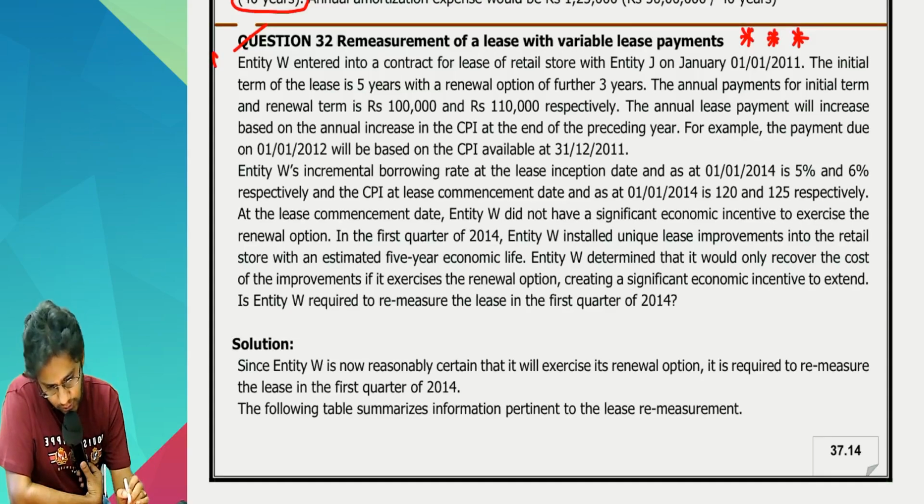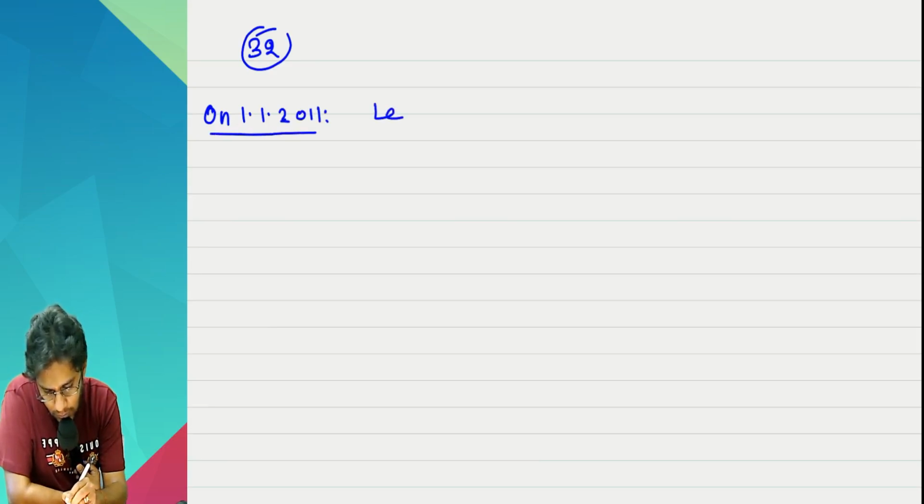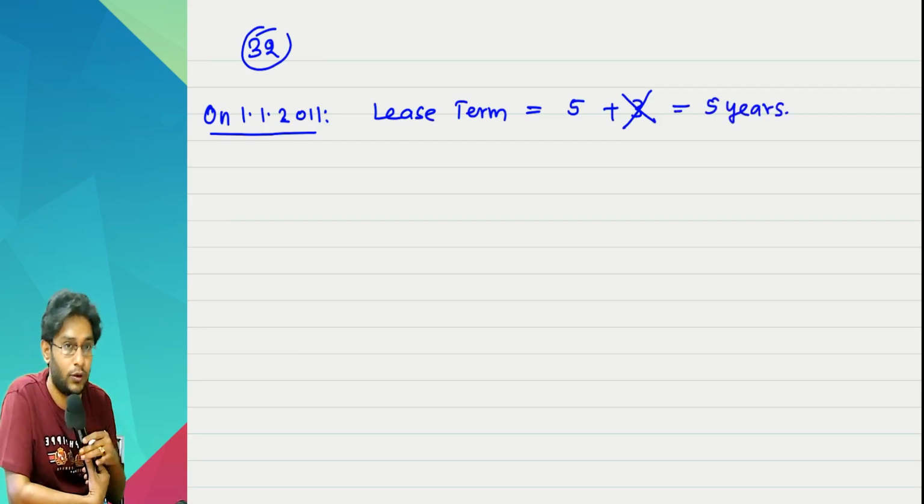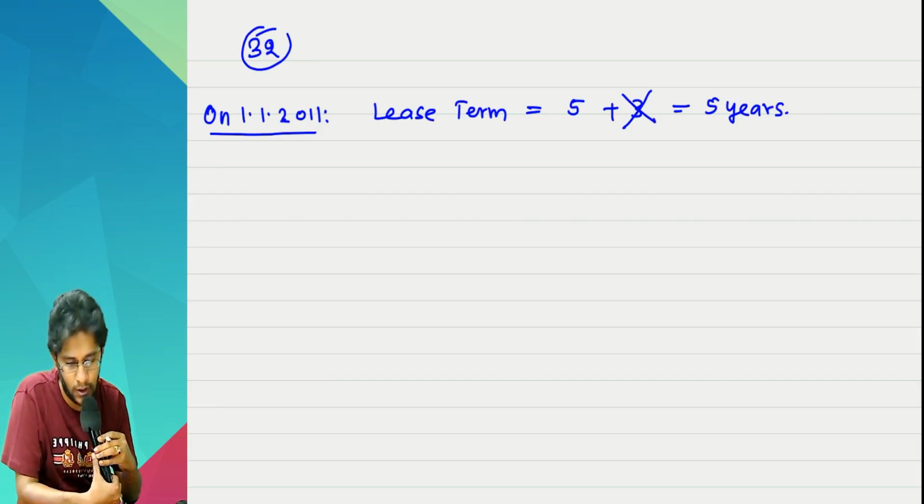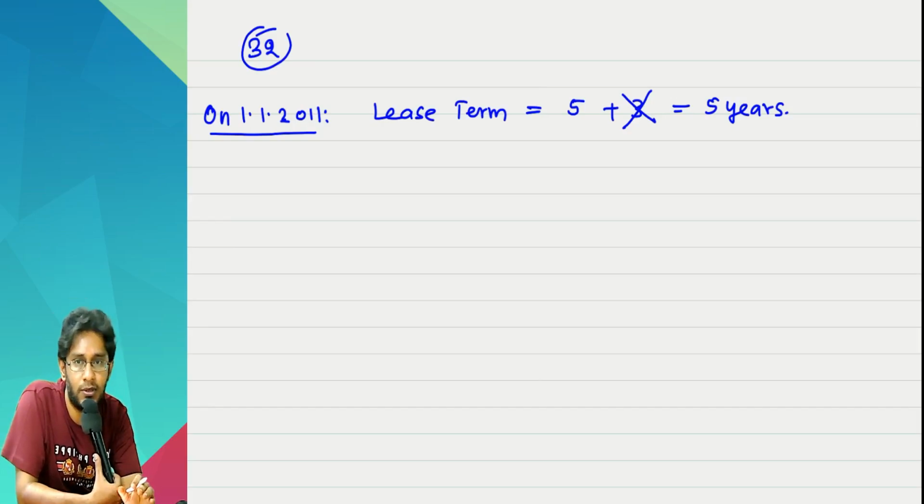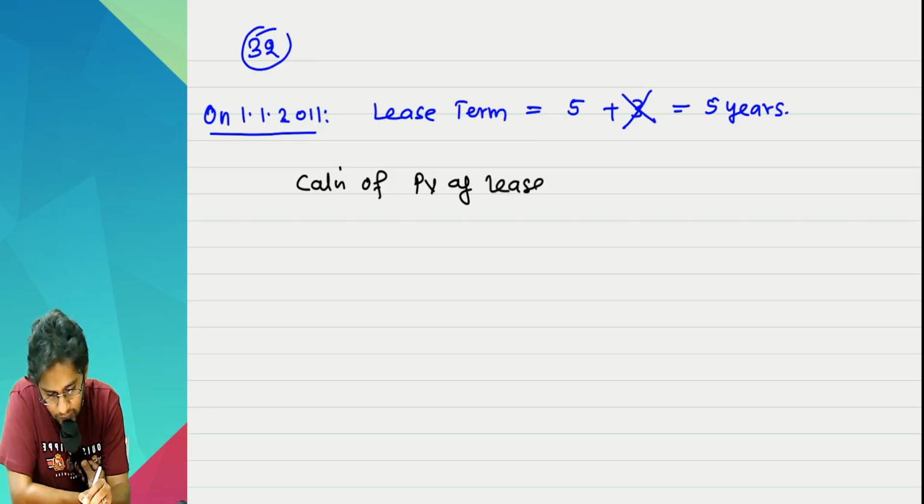Sir, look at the date. The initial date was 1/1/2011. So on 1/1/2011, the lease term is only how many years? 5 years. Because at that stage you thought that the lease will be valid only for a period of 5 years, not more. So you should consider only lease payments for the first 5 years. Now, calculation of present value of lease payments.